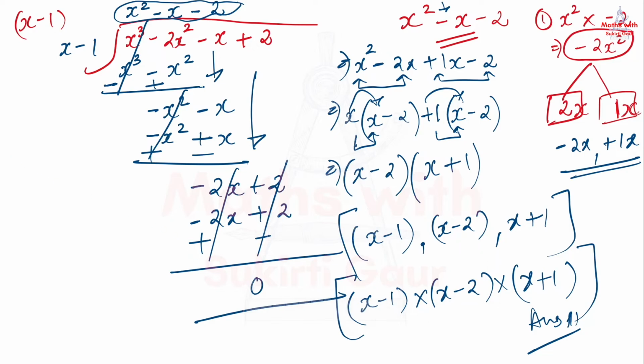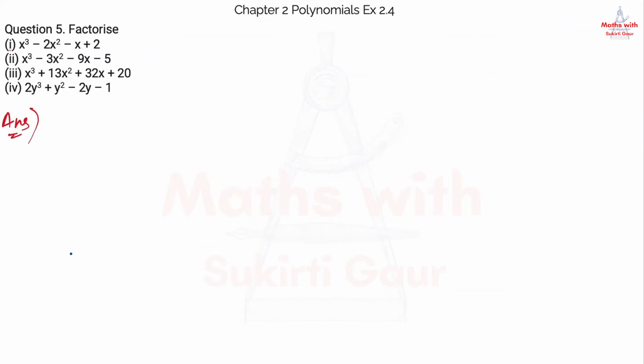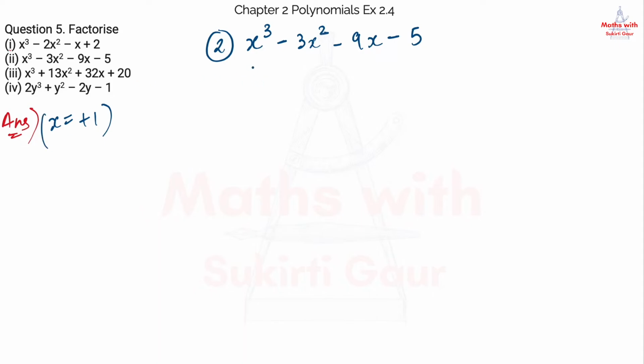Coming on to the next part. So our next part is x cube minus 3x square minus 9x minus 5. So in this one, again we are going to start with the hit and trial method. Let us take x equals to plus 1, that is the easiest value. So let us put that and let's see what comes.